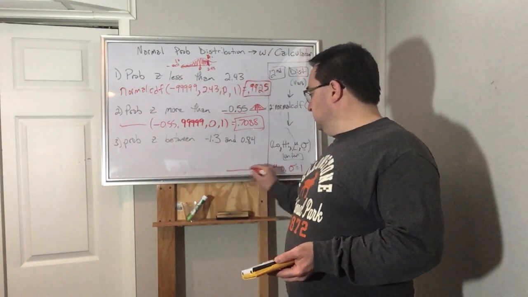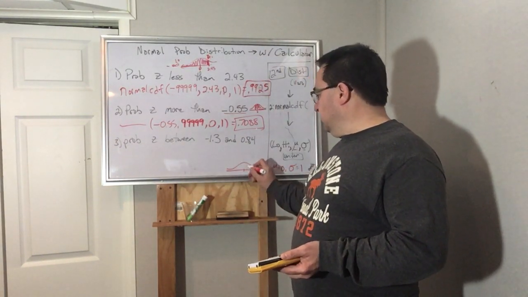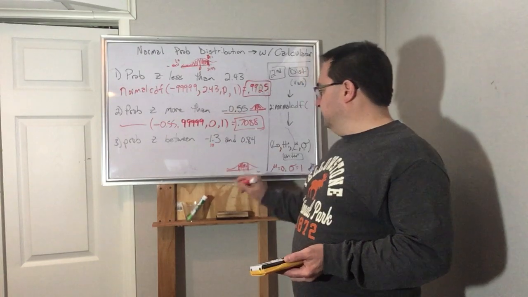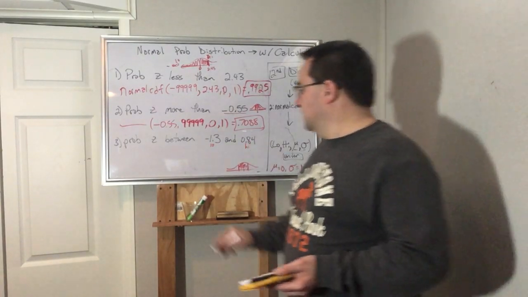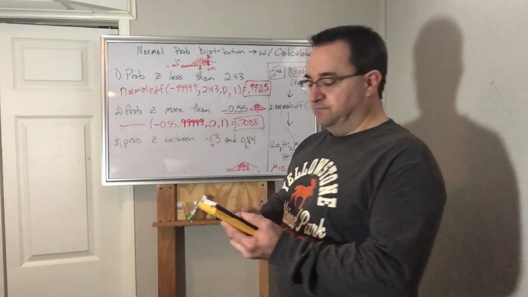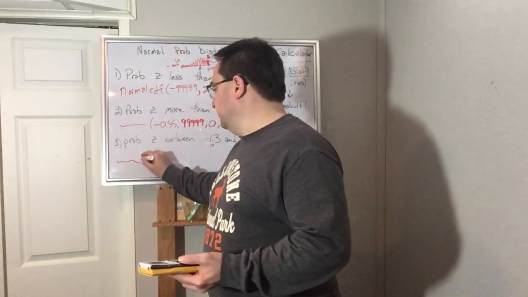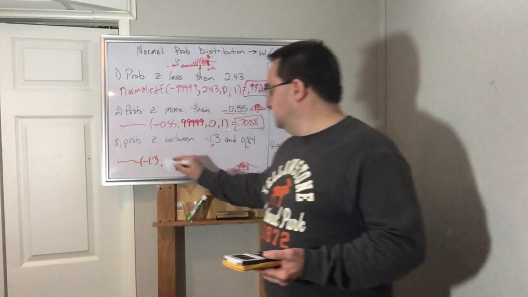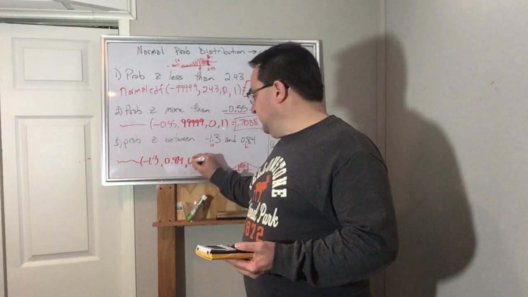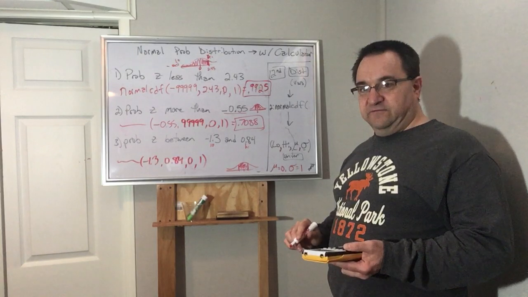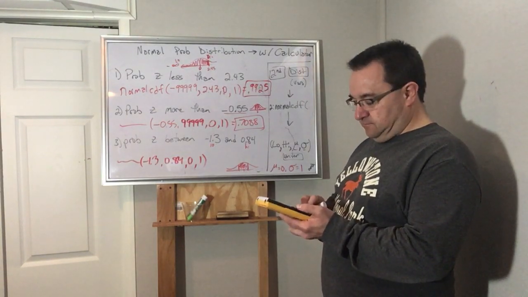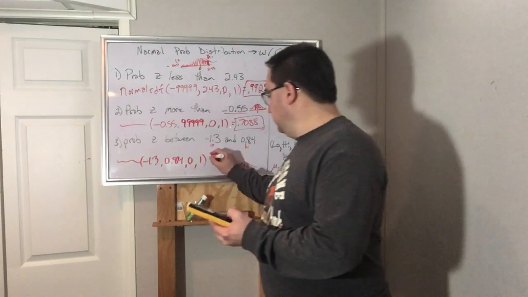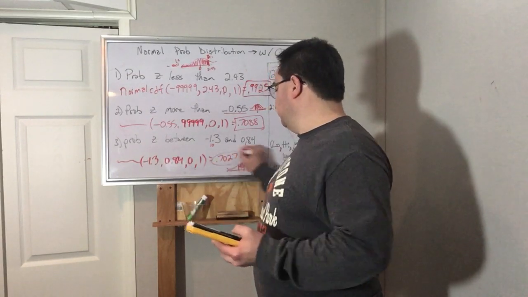All right, third one, between two values. So let's think about the picture. Here's the mean. So 0.84 would be over here. Negative 1.3 would be there. So this is my low value, and this is my high value. So this would be second distribution, option 2, normal CDF, parenthesis, low value, high value, the mean is 0, the standard deviation is 1. I got to type that all in now. And I'm getting 0.7027 for that one.